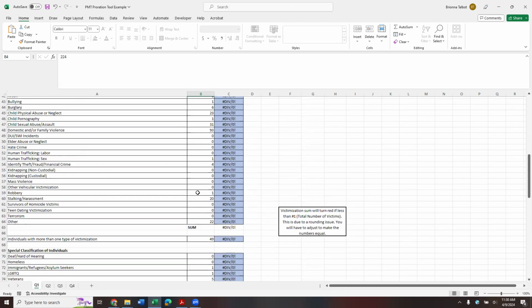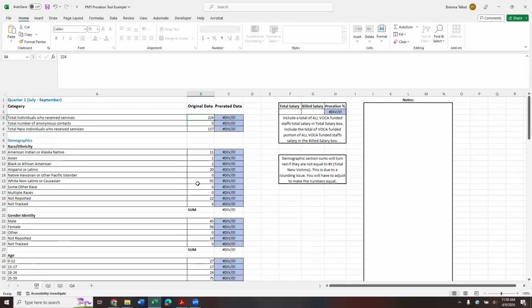So once you've put all of that in, then you're going to use this fancy little box over here for your proration. This is going to factor the proration percent for you and then apply it to your data. And these highlighted blue boxes are what you're going to be reporting in your PMT report.